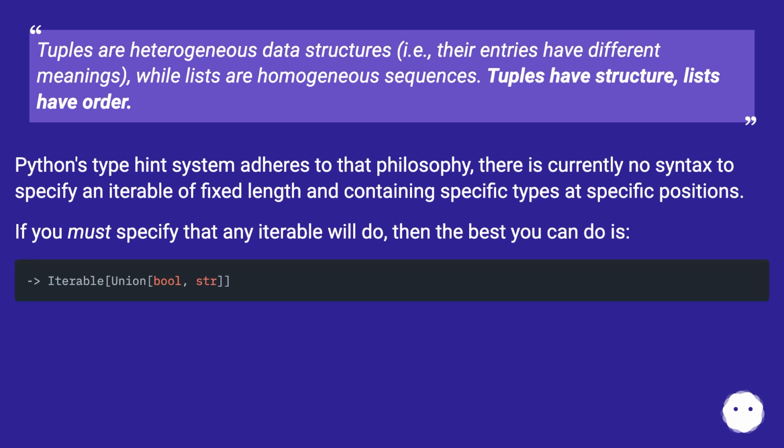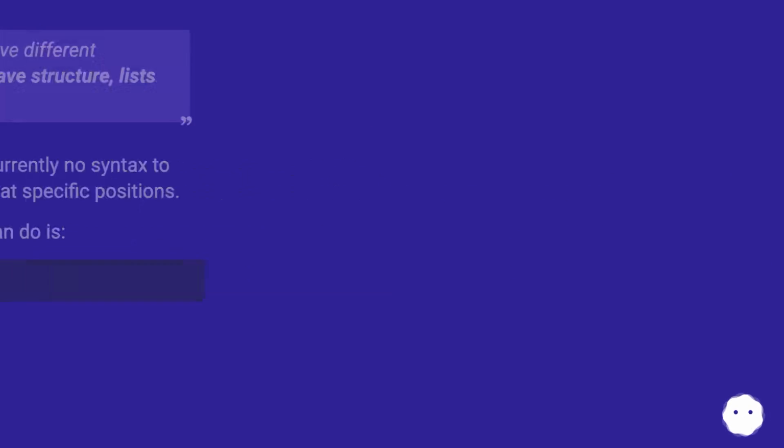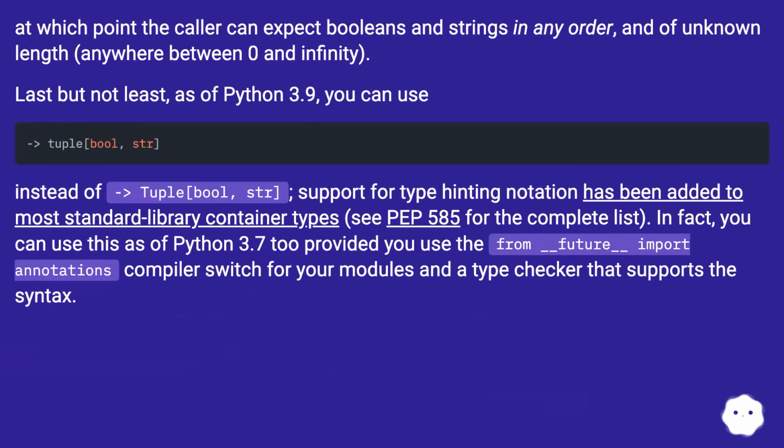There is currently no syntax to specify an iterable of fixed length and containing specific types at specific positions. If you must specify that any iterable will do, then the best you can do is Iterable[bool | str], at which point the caller can expect booleans and strings in any order, and of unknown length, anywhere between 0 and infinity.